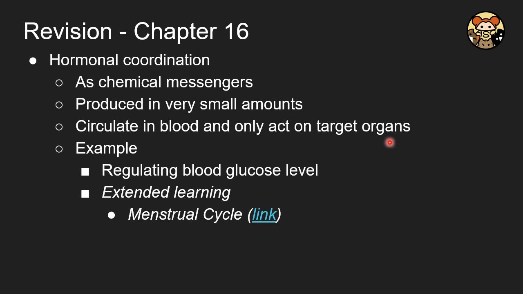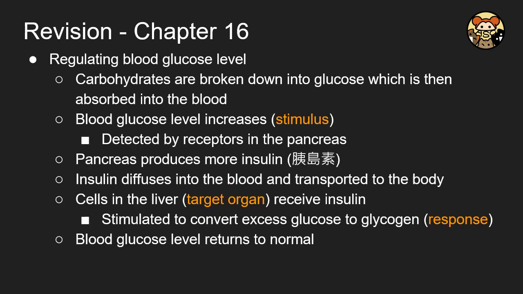And hormones are chemical in nature. That's why we only need a very small amount to trigger the effect, and they circulate in our blood. A hormone may not act on only one organ. It can act on many different organs, but it will only have the related effect on the target organs. An example is the blood glucose level, which we will talk about in greater detail in chapter 18. And the menstrual cycle is covered in your chapter 13.